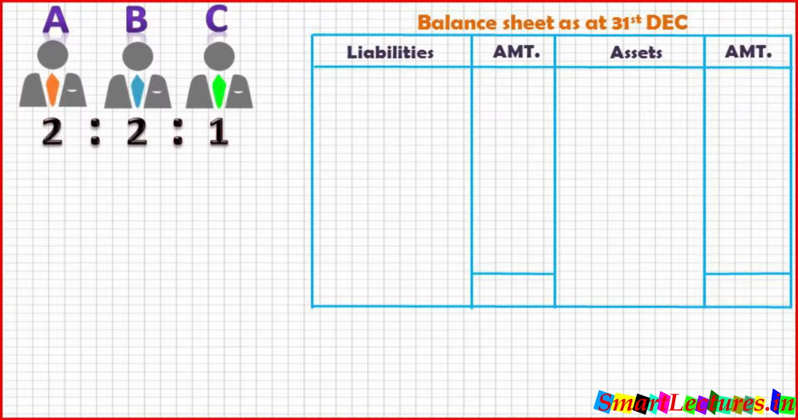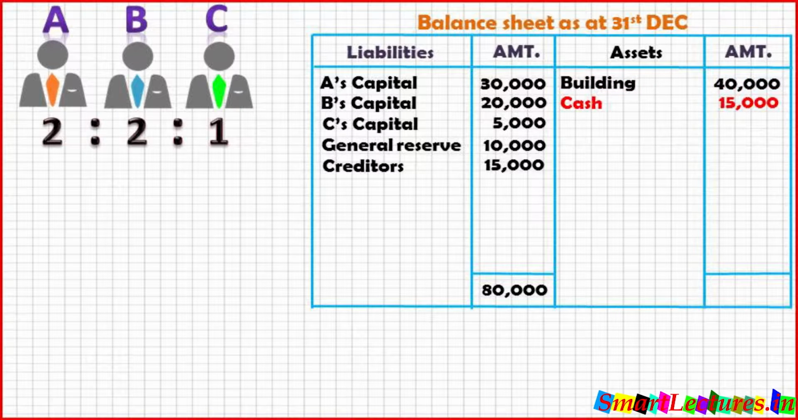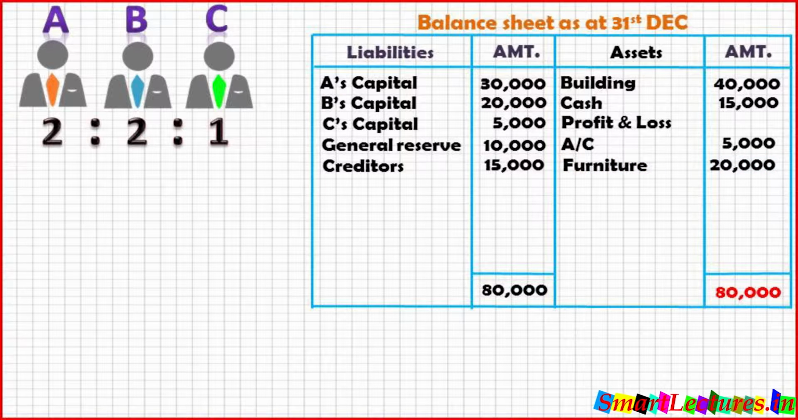A, B, and C were three partners sharing profits and losses in the ratio of 2:2:1, and this was the balance sheet as at the 31st December. A's capital 30,000, B's capital 20,000, C's capital 5,000. General reserve 10,000, creditors 15,000, total 80,000. Building 40,000, cash 15,000, profit and loss account 5,000, furniture 20,000, total 80,000.